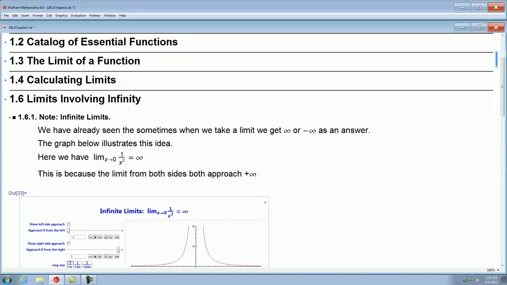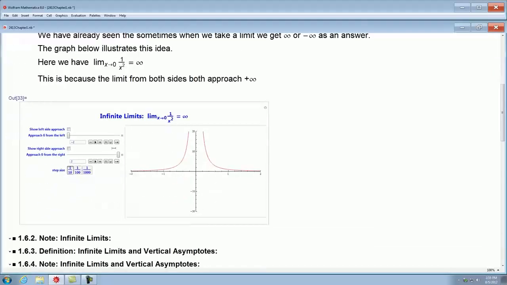All right, we've already seen that sometimes when we take a limit, we get infinity or negative infinity as an answer. So check this one out here. The limit as x approaches 0, so here's 0. Of course, we know the function is undefined at 0, but as we approach from the left, we had seen in a previous example that the y value, or value of the function, gets arbitrarily large and starts approaching infinity. We could start stepping closer and closer, and that value of y just keeps getting bigger and bigger.